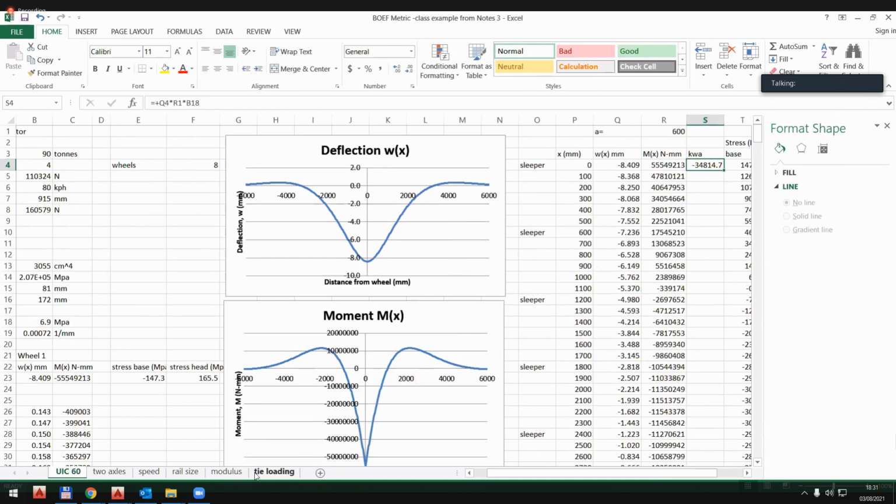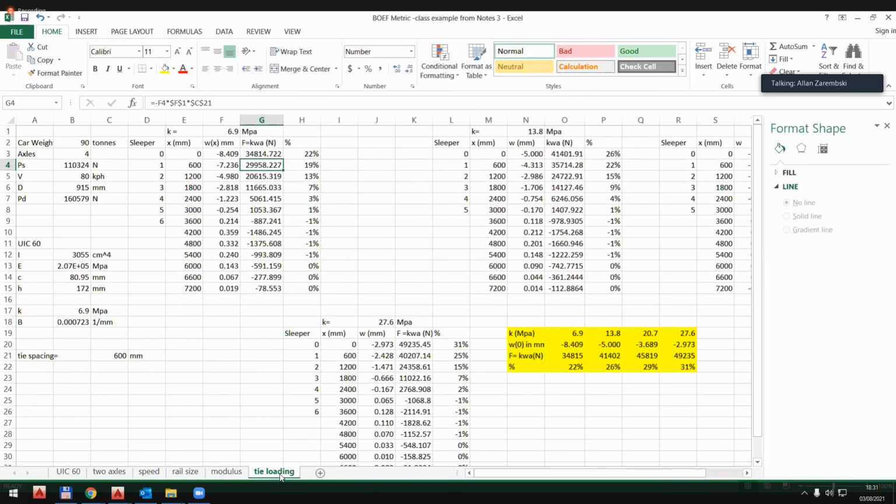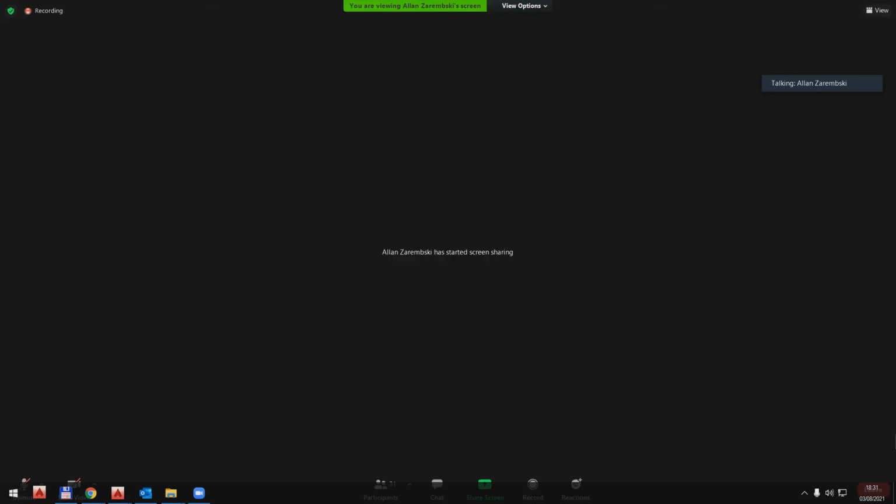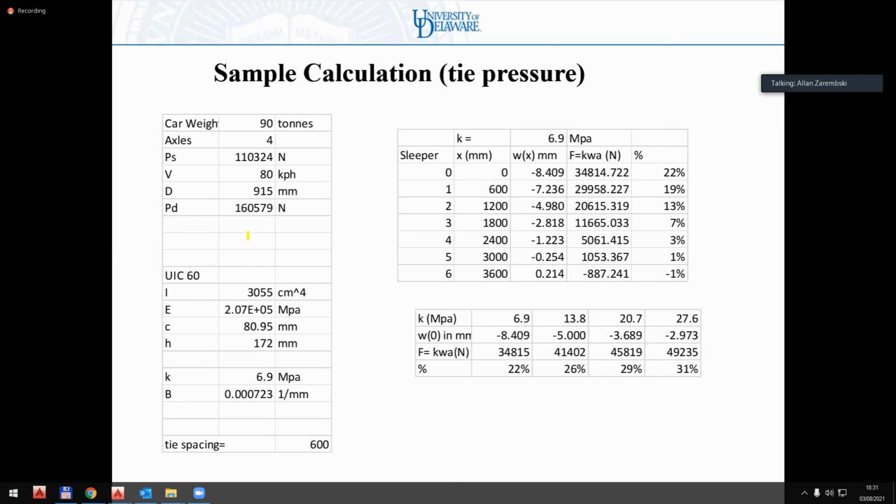Okay. Is everyone clear on that, or have I started to lose people here? Allan, can you please explain what the percentage is for? The percentage. Let me just share this. I'll go back to the spreadsheet. No, to the PowerPoint. Here we go. The percentage just tells me how much of each wheel load.